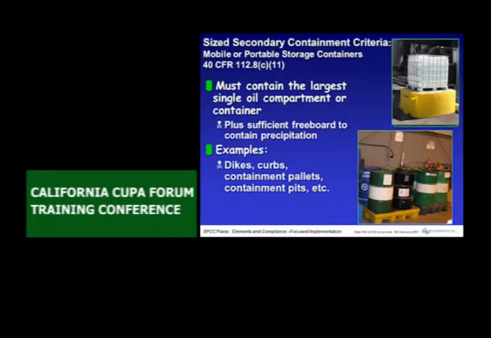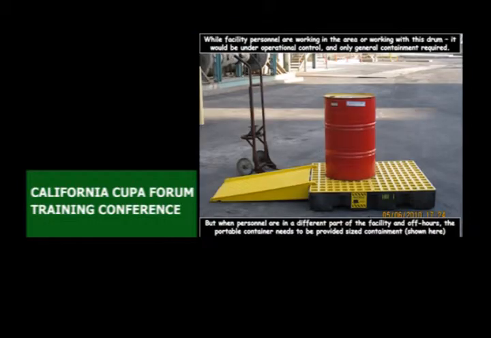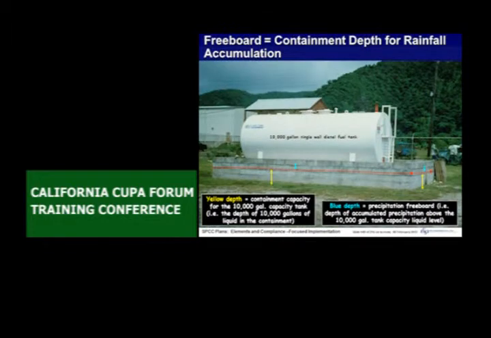All right, so for portable containers, it still has to meet 100% of the capacity plus rainfall if it's exposed. The right kind of pallets, the right kind of tote containment. They use this thing for portable containers everywhere, and these are very light. They just stick them there and put the ramp up. Very nice.